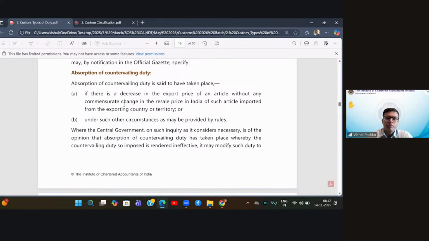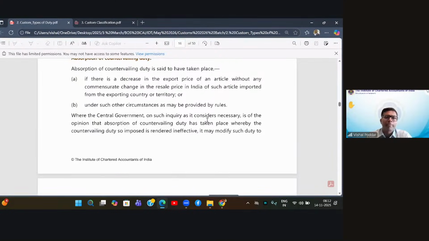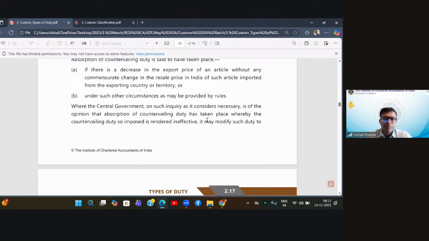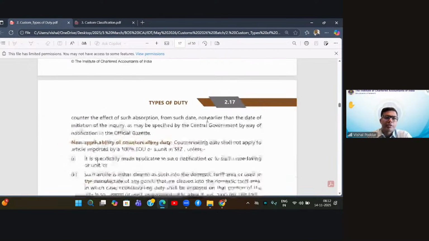Next, absorption of countervailing duty. Absorption of countervailing duty is said to have taken place if there is a decrease in the export price of an article without any commensurate change in the retail price in India, or under such other circumstances as the government may provide by rules. So what is absorption? Absorption means where the countervailing duty gets adjusted or added in the price. So that is what absorption is.